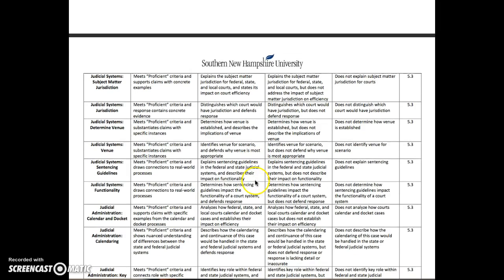Very good. Sentencing guidelines. Explain sentencing guidelines in federal and state judicial systems and describe their impact on functionality. So this gets back to the idea of mandatory minimums and sentencing guidelines. Okay, so basically that's what you're talking about here.